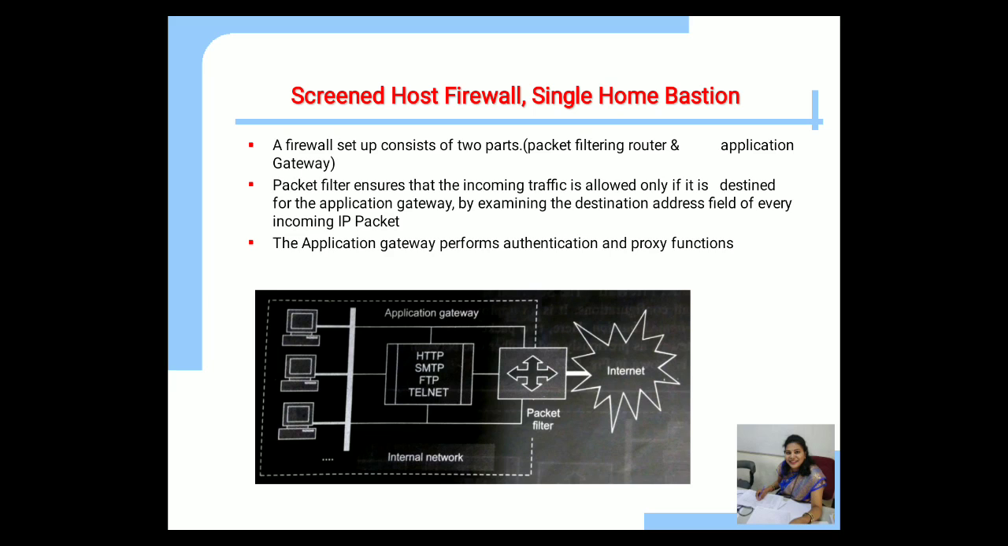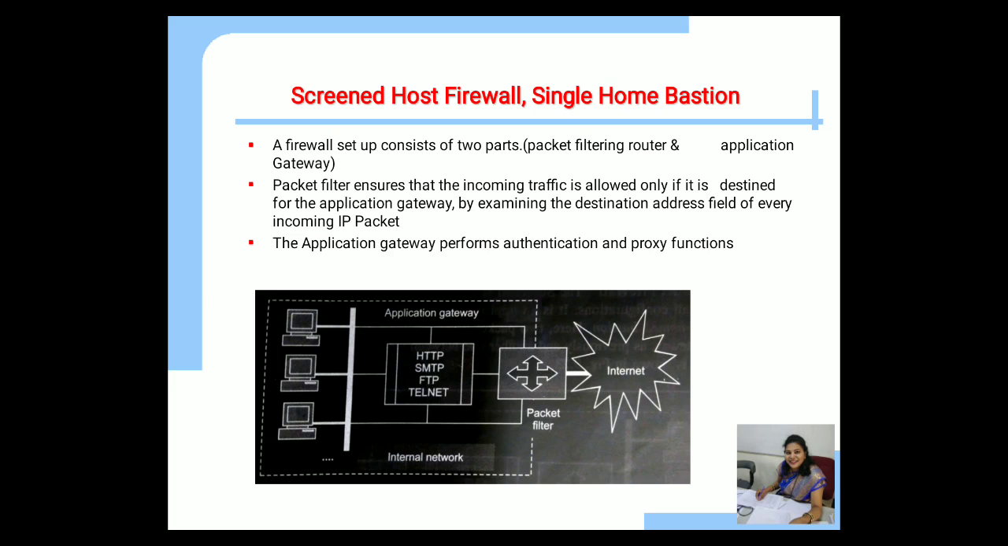But you can easily observe that the packet filter router is also directly connected to the internal network. So any packet received from the internet can come to the packet filter and can go to the internal network. Or there is another way: any packet received can come to the packet filtering router, after that the application level gateway, and then the internal network.